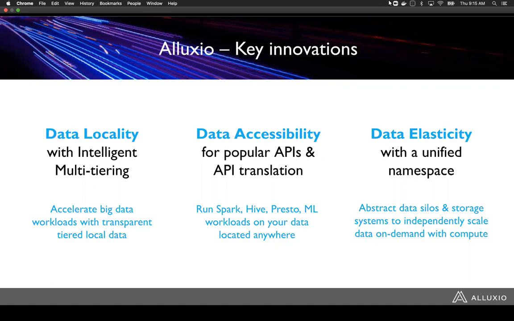The third pillar I have over there is data elasticity. What this means is that within the single file system namespace that Alluxio provides, you can have access to data spread across storage systems. So imagine you have a Hive table which could be stored across different storage systems. You could have some partitions stored in HDFS, some partitions in S3, or some partitions in yet another storage system.